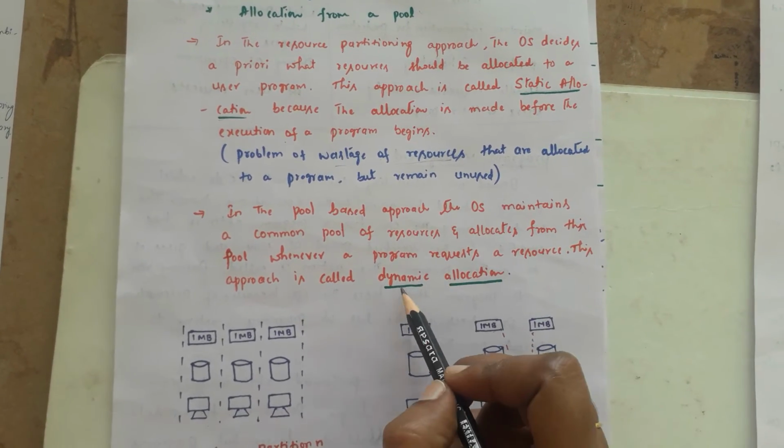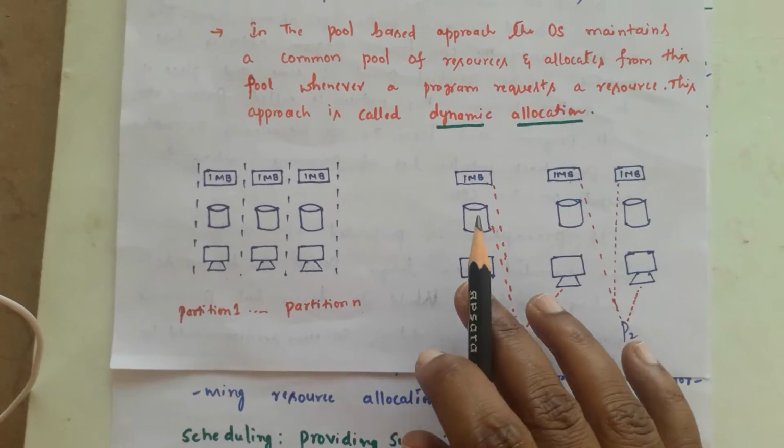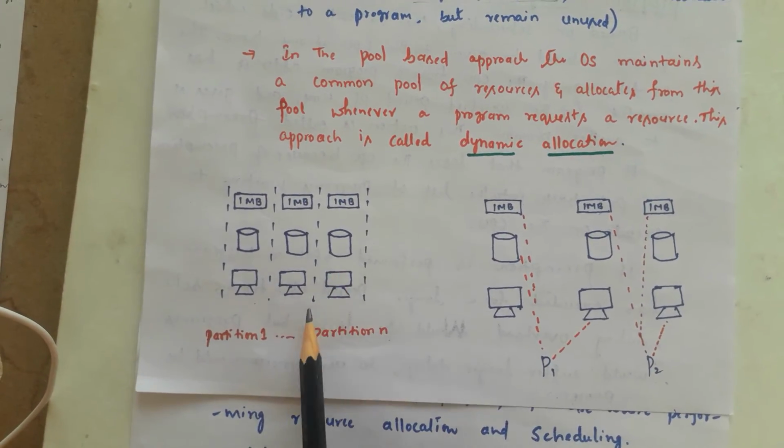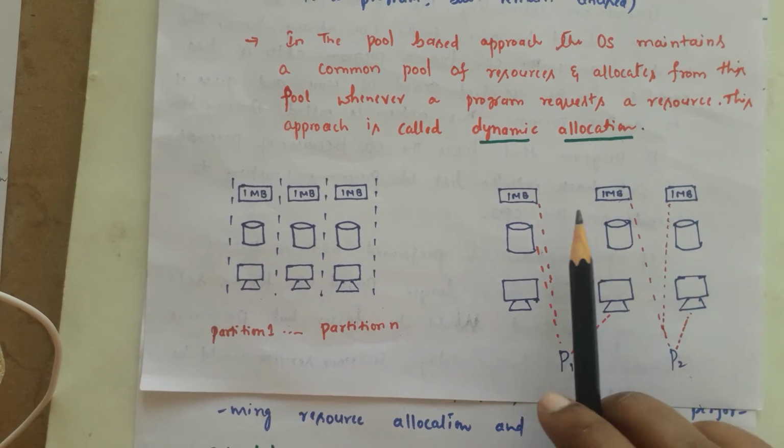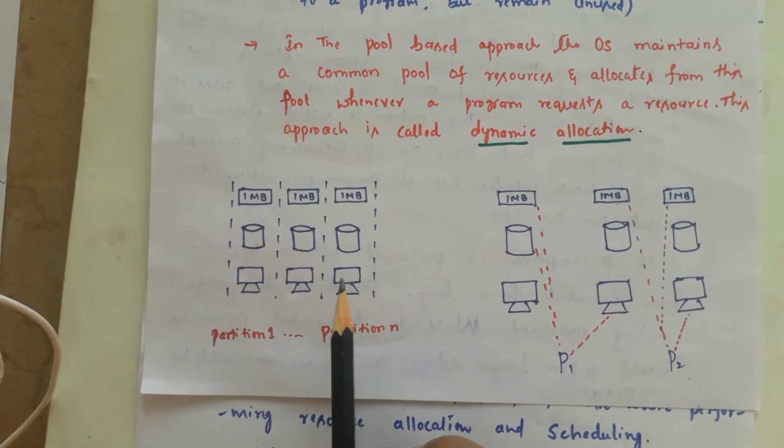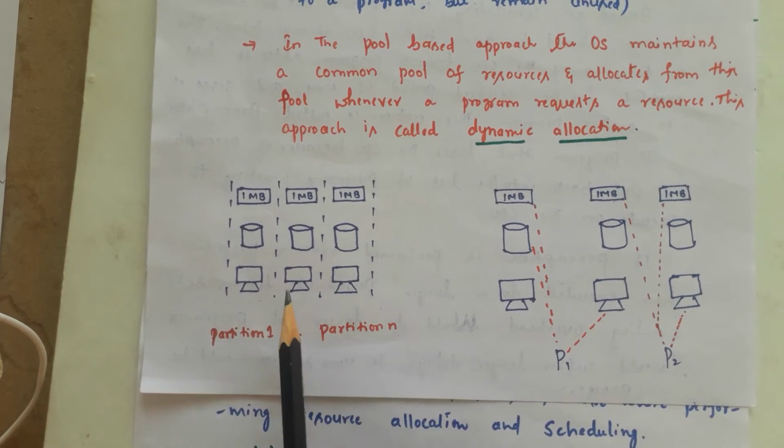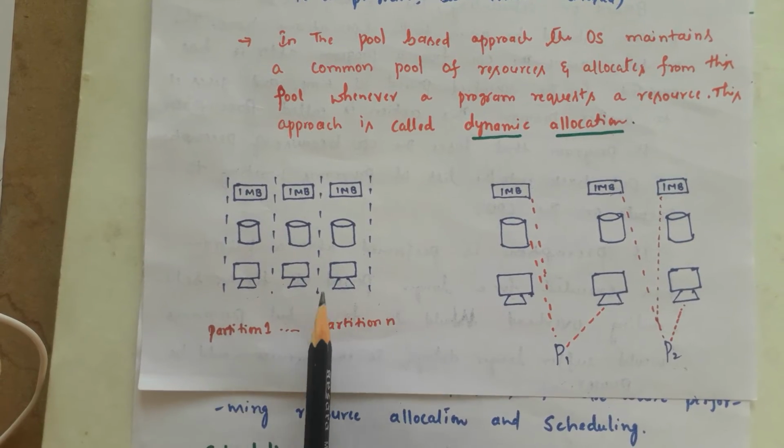So that is called dynamic allocation. You can look at here. This is a diagram for your partitioning, and this is for your pool. So here partitioning says that every program is equally allocated all the resources.